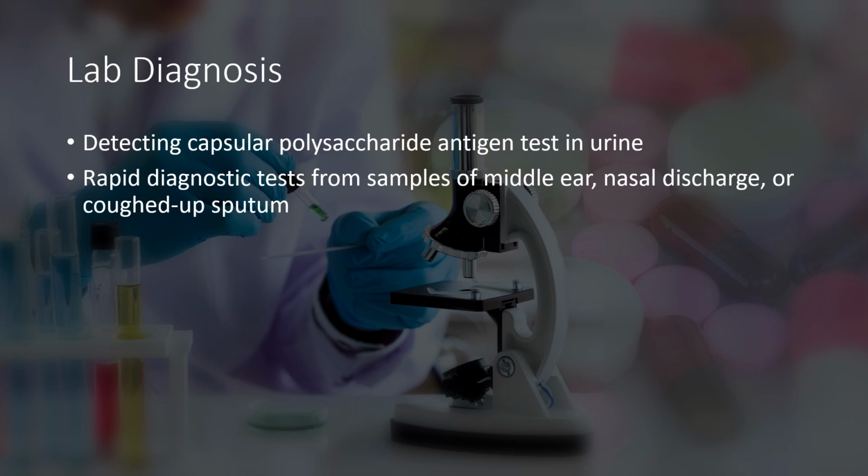Next is lab diagnosis. Definitive lab diagnosis of Streptococcus pneumoniae infection generally relies on isolating the organism from blood or other sterile body sites. The two most common forms are urinary and rapid diagnostic tests. Body fluid tests are used to detect capsular polysaccharide antigen in body fluids, such as a urinary antigen test. Rapid diagnostic tests have been developed to diagnose Streptococcus pneumoniae in about 20 minutes, with fluid samples from the middle ear, discharge from the ear, nasal discharge, or coughed up sputum.